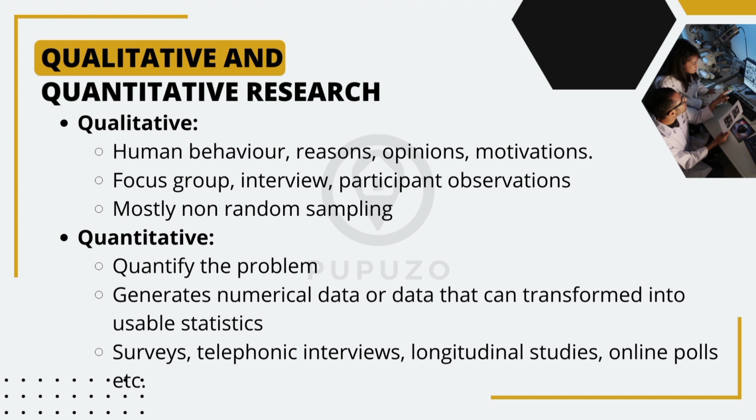On the other hand, qualitative research focuses on understanding human behavior, reasons, opinions, and motivations. It delves into the depth and richness of subjective experiences, aiming to provide a comprehensive understanding of the research topic. Qualitative research methods often include focus groups, interviews, and participant observations. Researchers engage with participants directly, gathering detailed insights and capturing nuances that quantitative approaches may overlook.